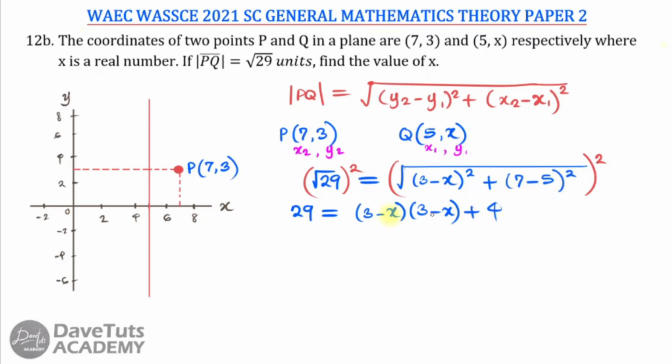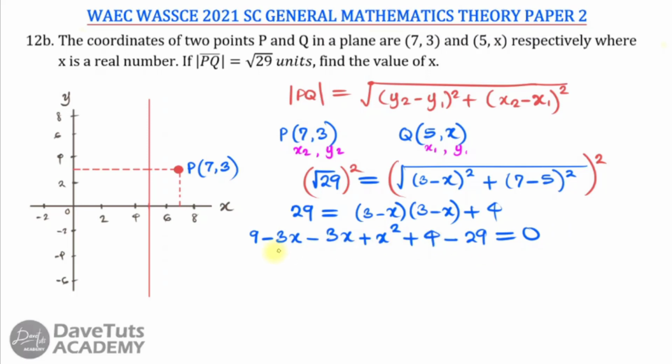So I just need to open up this bracket, take 29 to the other side, and solve for the value of x in this question, okay? So 3 minus x multiplied by 3 minus x is just going to be, let me take everything to the right hand side, 3 times 3 is 9, 3 times minus x is minus 3x, minus x times 3 is again minus 3x, minus x times minus x is plus x squared. You need to take note of your sign, okay? Then we have plus 4. Then when 29 moves to the other side, we have minus 29 is equal to 0.